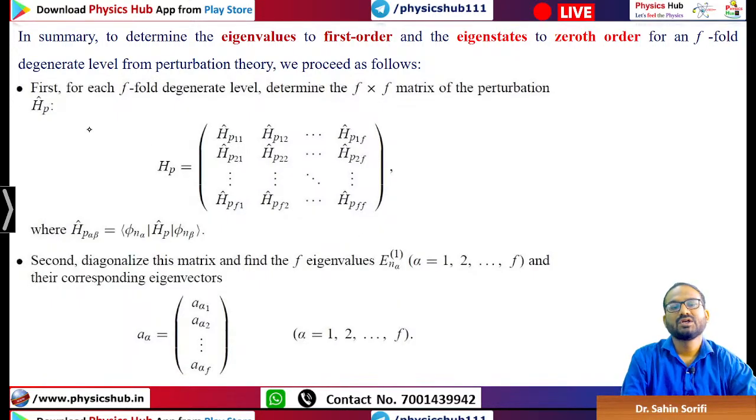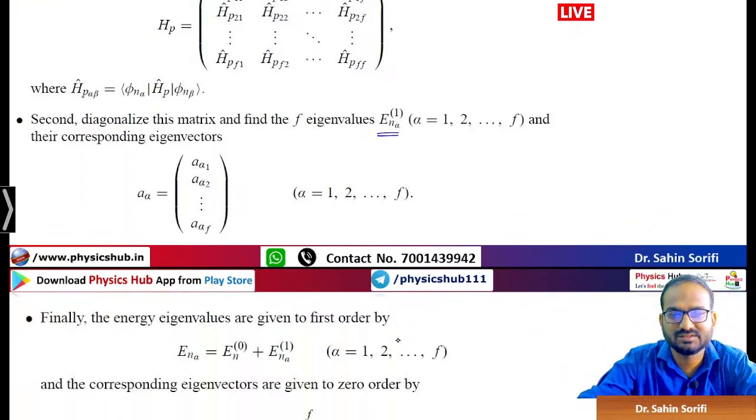First of all, we need to formulate this matrix. For an F-fold degenerate level, determine this F by F matrix of the perturbation H_P. You can calculate it by calculating the matrix element ⟨φ_nα|H_P|φ_nβ⟩. Once it is done, you can easily diagonalize this matrix and find the F eigenvalues and their corresponding eigenvectors. This is what it is.